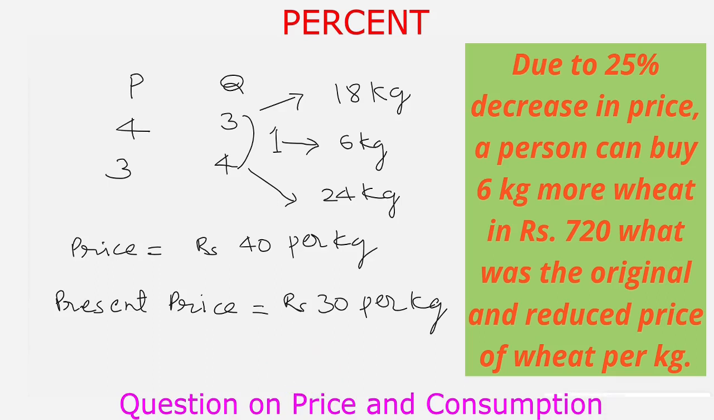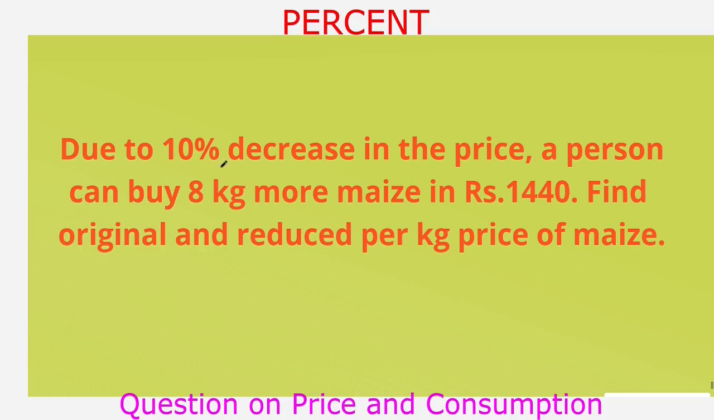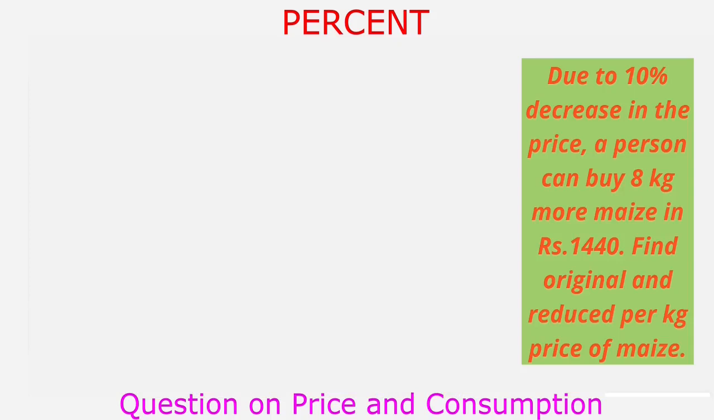We go to the next question. Due to a 10% decrease in the price, a person can buy 8 kg more maize in rupees 1440. Find the original and reduced per kg price of maize. We solve the question as the total amount is constant in both cases. Let the present quantity be Q and the present rate be R. Now the quantity has increased by 8 kg, so the present quantity is Q plus 8 and the present rate has decreased by 10%.